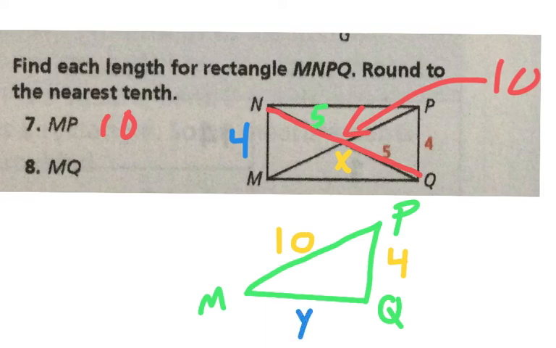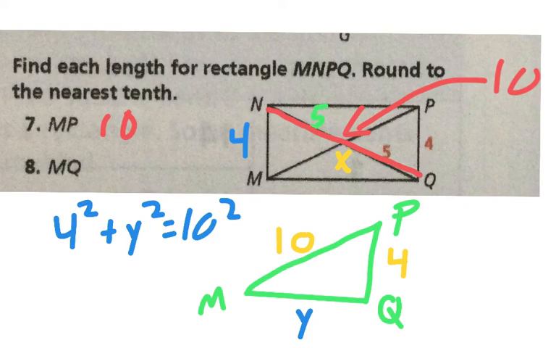4 squared plus Y squared equals 10 squared. I use Y, you could use B, it doesn't matter. The only thing that matters is 10 has to be the hypotenuse, because it's the longest side, opposite the right angle. So if you're not sure how to solve this, make sure you're paying attention here. What is 4 squared? 16. 10 squared is 100.